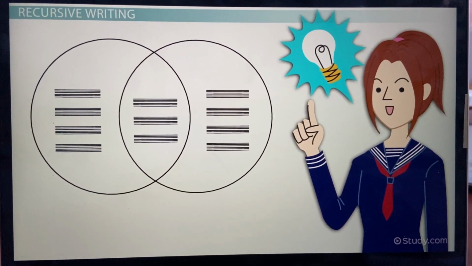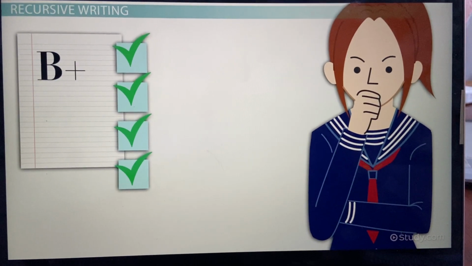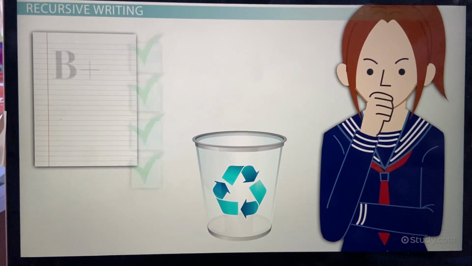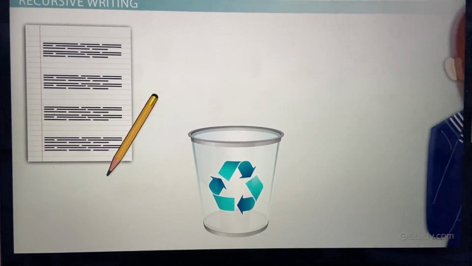Or for a change in genres, pretend that you have a graded paper returned to you. It was an argumentative paper about recycling. You can change the genre and write a letter to an editor to continue to practice and rethink your argument.